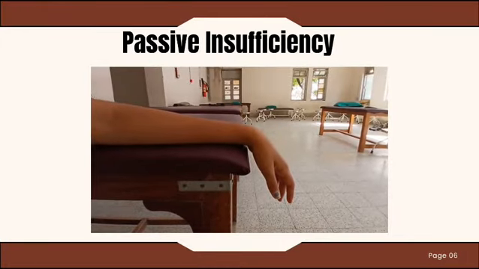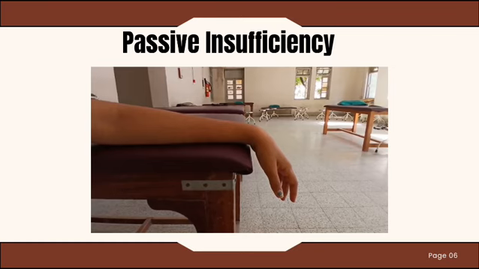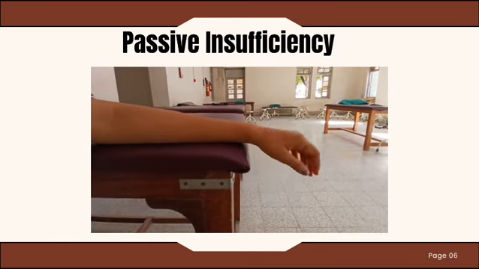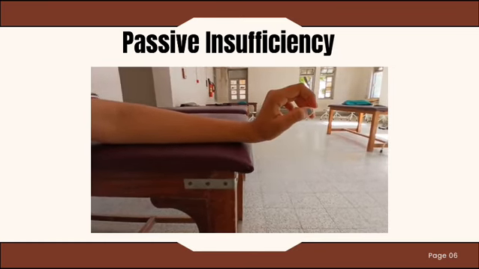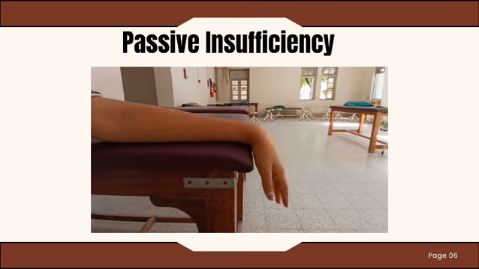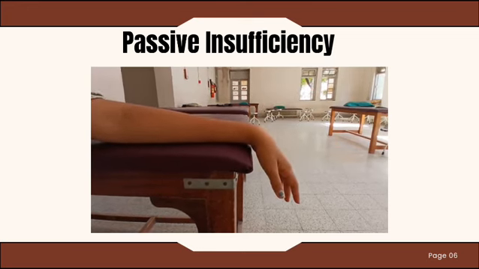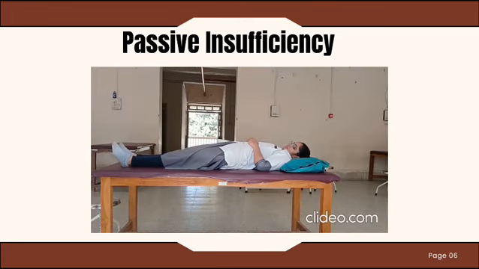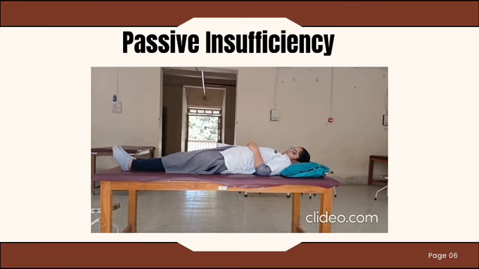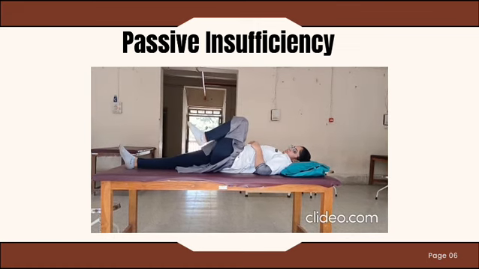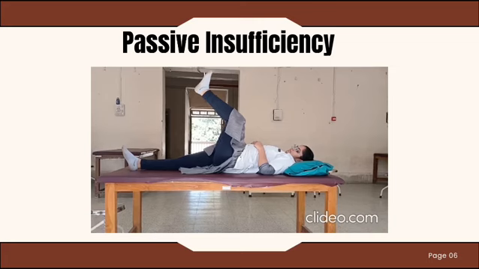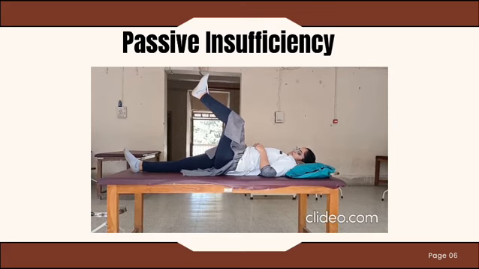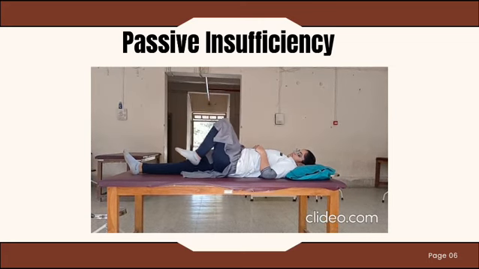An example of passive insufficiency in the wrist is the inability to achieve full finger extension when the wrist is fully extended, as the long finger flexor muscles are stretched across both the wrist and finger joints. Passive insufficiency at the hip occurs when a muscle, like the rectus femoris, is stretched to its fullest extent across both the hip and knee joints, limiting the ability to fully extend the knee or flex the hip.